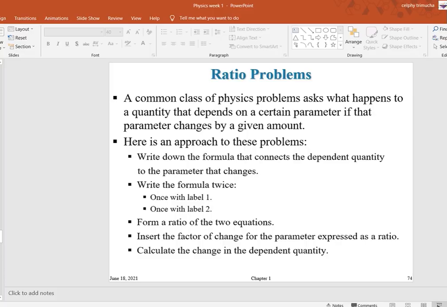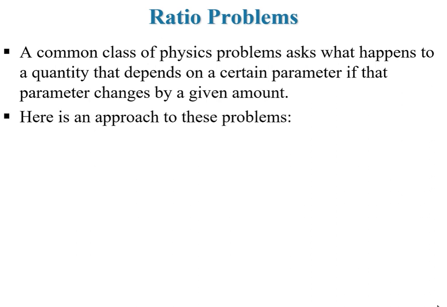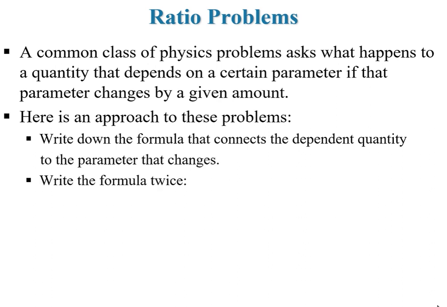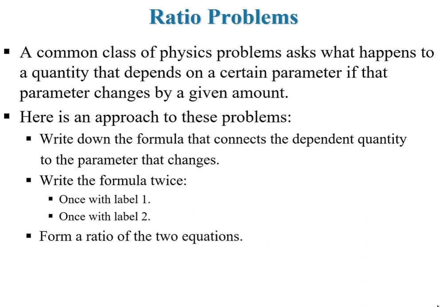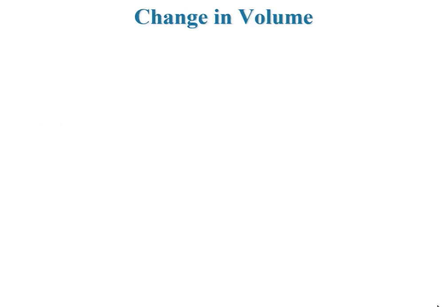Another common problem if we will be talking about physics is the ratio problem. A common class of physics problem asks what happens to a quantity that depends on a certain parameter if that parameter changes by a given amount. So very common ini especially sa physics, sciences or mathematics nga mga problems. What we are going to do is write down the formula that connects the dependent quantity to the parameter that changes, and then write the formula twice, once with label 1 and another one with label 2. Form a ratio of the two equations, insert the factor of change for the parameter expressed as a ratio, and then calculate the change in the dependent quantity.